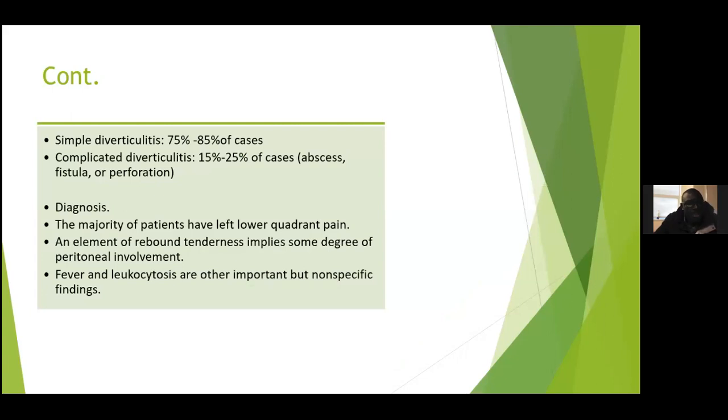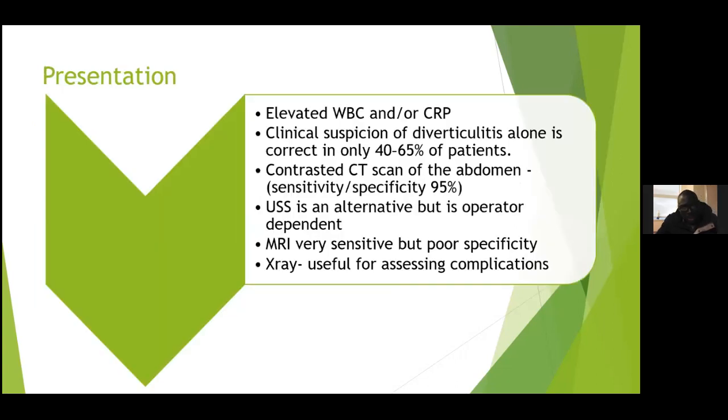So like I said, simple diverticulitis is about 75 to 85%, and complicated is about 15 to 25% of the cases. Commonly, they might present with left lower quadrant pain, and there might be some element of rebound tenderness that would depict possible peritoneal involvement. You might have fever with leukocytosis, but these are very non-specific findings that could also be other things as well. Also look at the white cell count with the CRP.